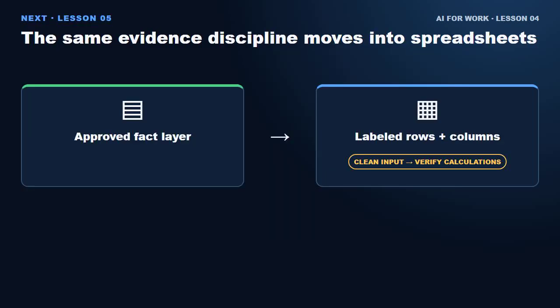In Lesson 5, we will apply the same discipline to spreadsheets. Before asking for totals or insights, we will define what each row and column means, clean the input, and independently verify the important calculations.